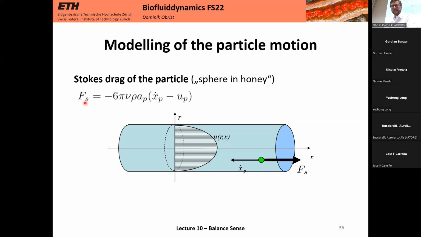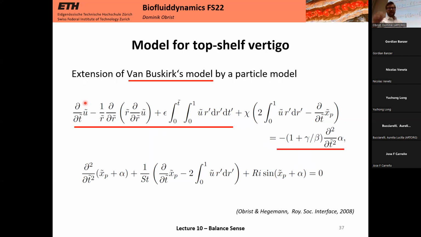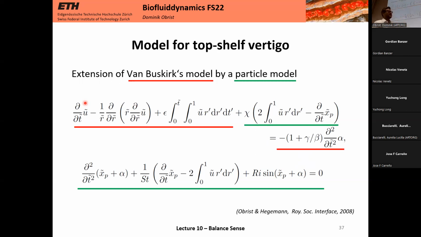And we can add all that into the van Buskirk model. And then we get this huge, ugly equation. It's an extension of the van Buskirk model in red. These are the terms from van Buskirk, and everything else comes from the particle. Let's look at the bottom line first. This is the equation for the particle. This is the acceleration of the particle, the second derivative of the position. We have the position of the head.